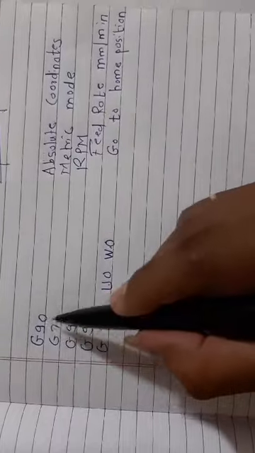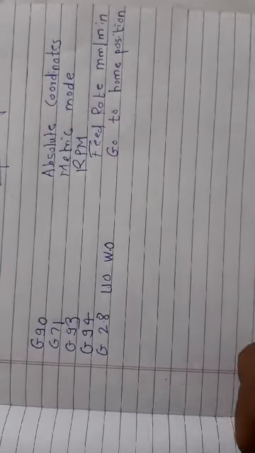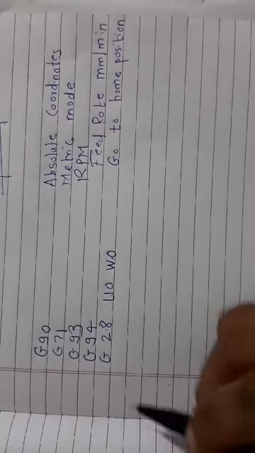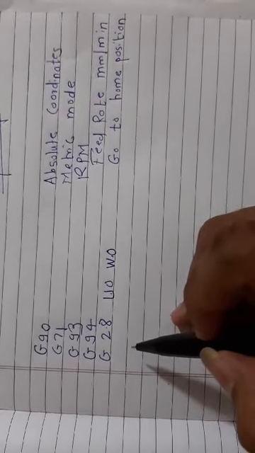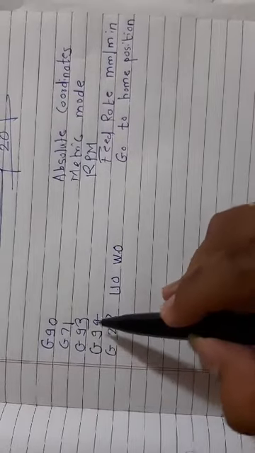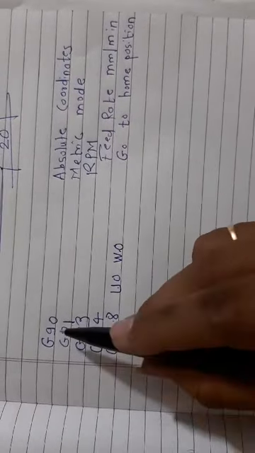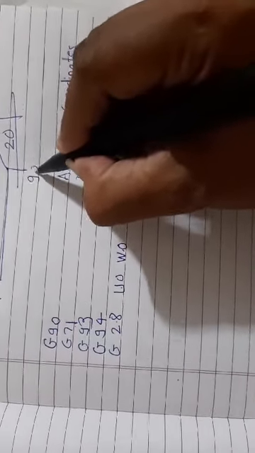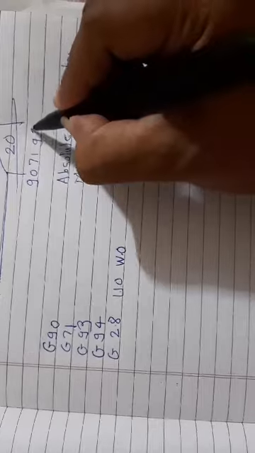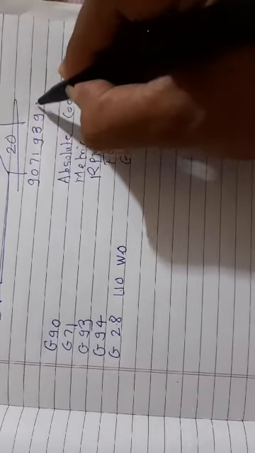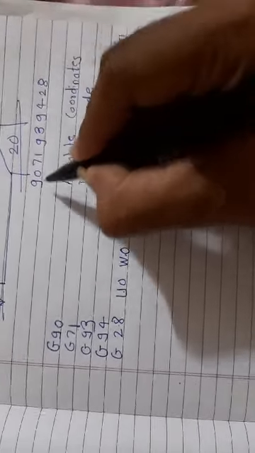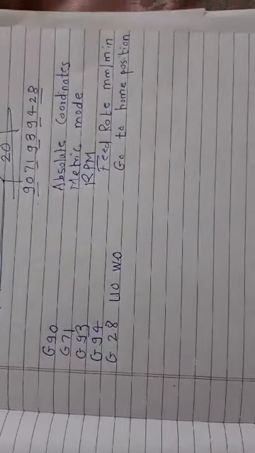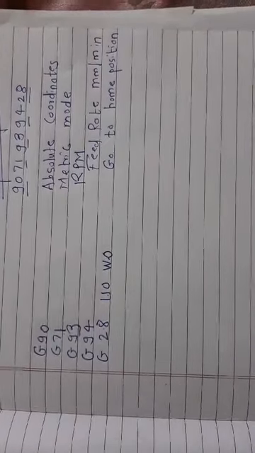Now these 5 codes are initially used for turning operation. So whenever you write a program for turning operation, you should write these 5 codes compulsorily. Simply you can remember in this way: 90, 71, 93, 94, 28. You remember this sequence so that it is easy to write a part program. So these are the common steps at the start.